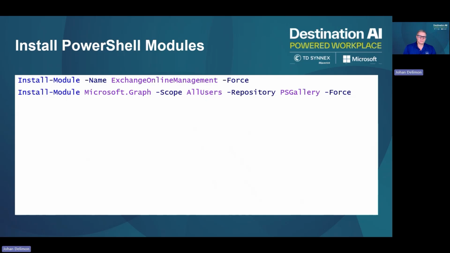Now, if you want to do this with PowerShell, not sure if you worked with PowerShell before, but possibly you need to install some of the PowerShell modules. For example, the Exchange Online Management module, you will need it, and the Microsoft Graph. So both of these are required to be installed before you can do these configurations.